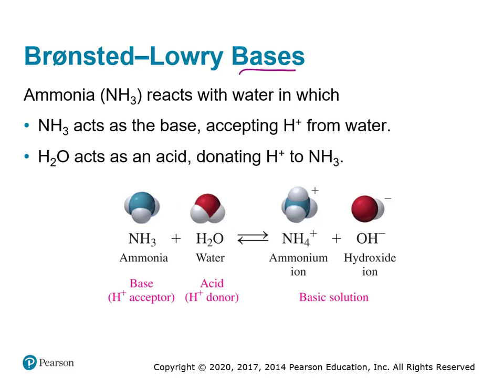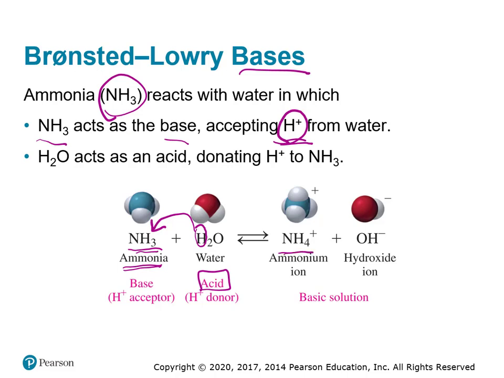Let's look at Brønsted-Lowry bases. Ammonia we know is a weak base. It reacts with water, and NH3 is the base. Bases we know are proton acceptors, so it accepts an H+ from water. In this case, because we know ammonia is a base, water can act as an acid. So it would donate one of those two hydrogens. I'm just going to circle this H. It will donate it to ammonia. So instead of NH3, my product will be NH4.